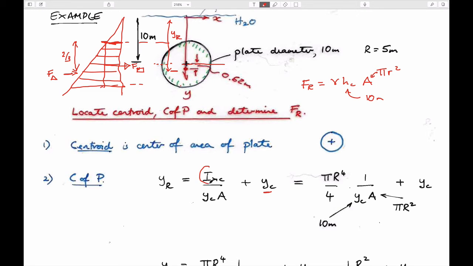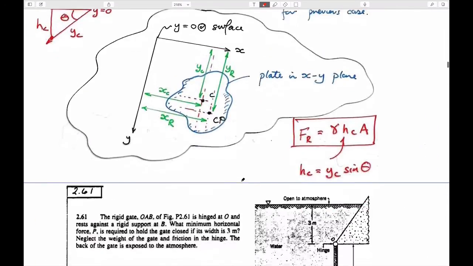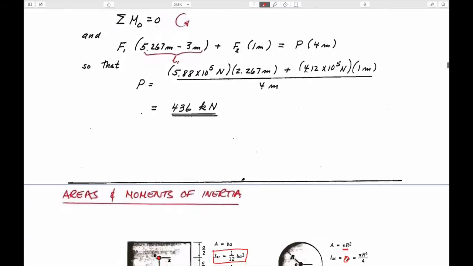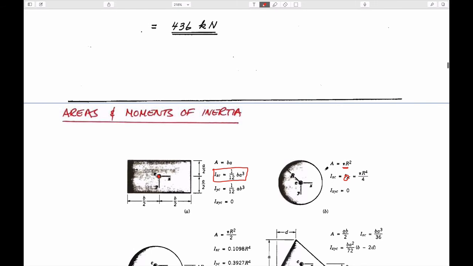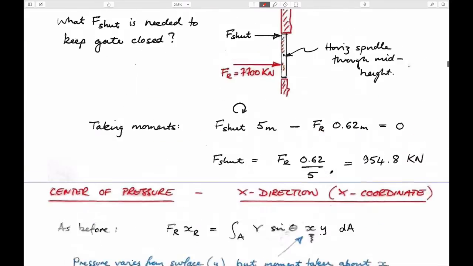So what are the numbers we need? We need the second moment of area around the centroid, which is I sub xc, which, if we go down, was something to the power 4, right? It's this number here, pi r to the 4 over 4, a standard result.